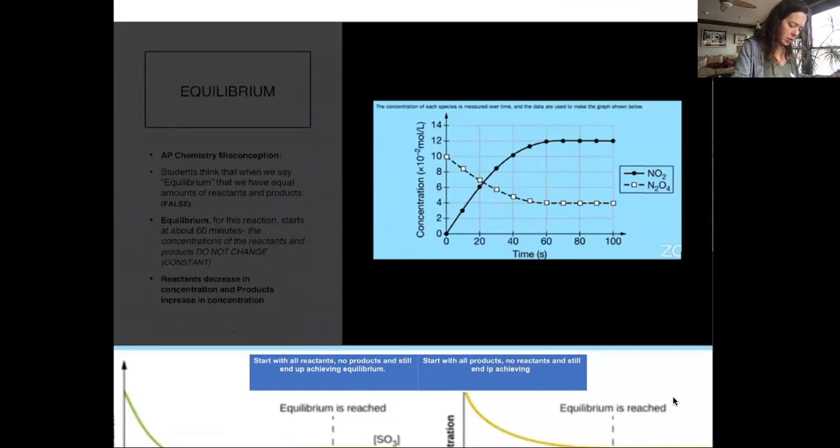Once again, we see that at this point, equilibrium has been established. It took 60 seconds to establish equilibrium. At equilibrium, our concentrations are no longer changing, and that's your concentration, and we see that it is constant.